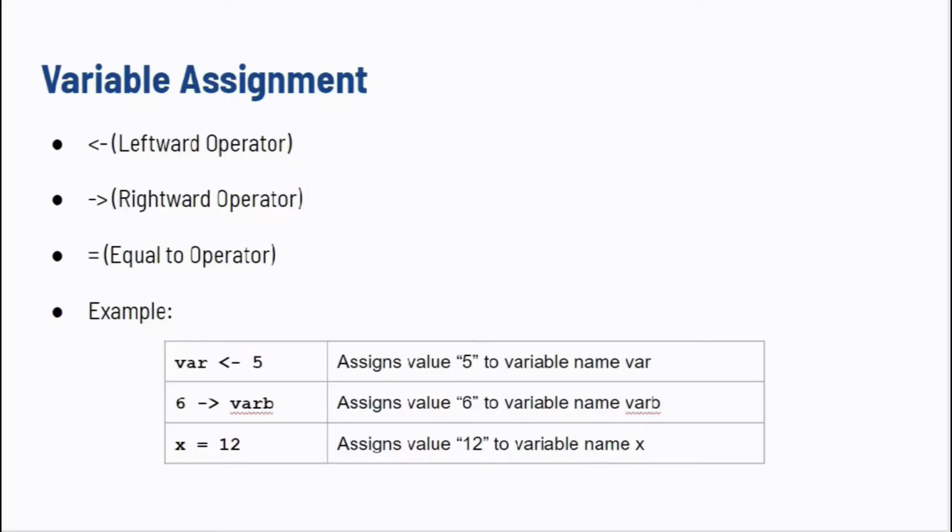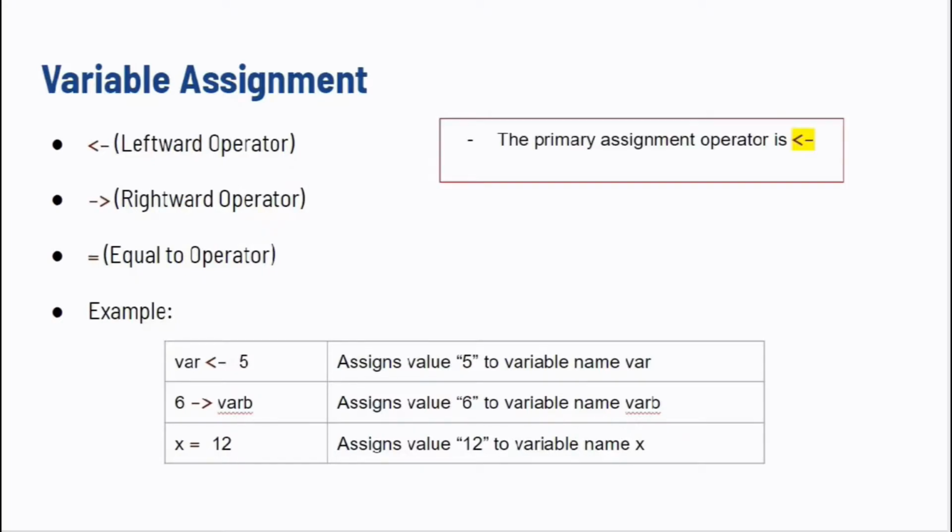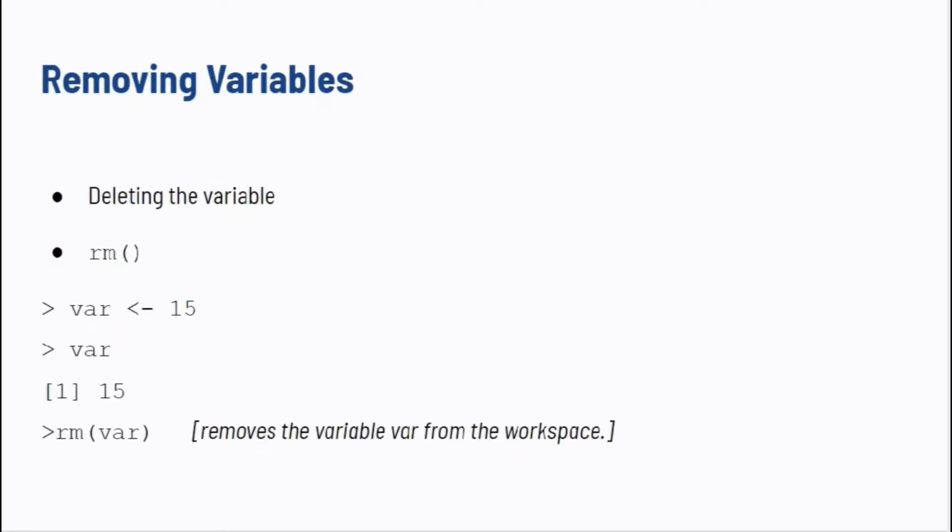Here I have tabulated all the three methods to assign a value to the variable. However, the value can be assigned to a variable in three different ways, but the primary one is the leftward operator. And it is recommended that you always use this operator to assign values to the variable all the time when using the R programming language. Once the variable is created and if it is no longer required, it can be deleted or removed from the workspace.